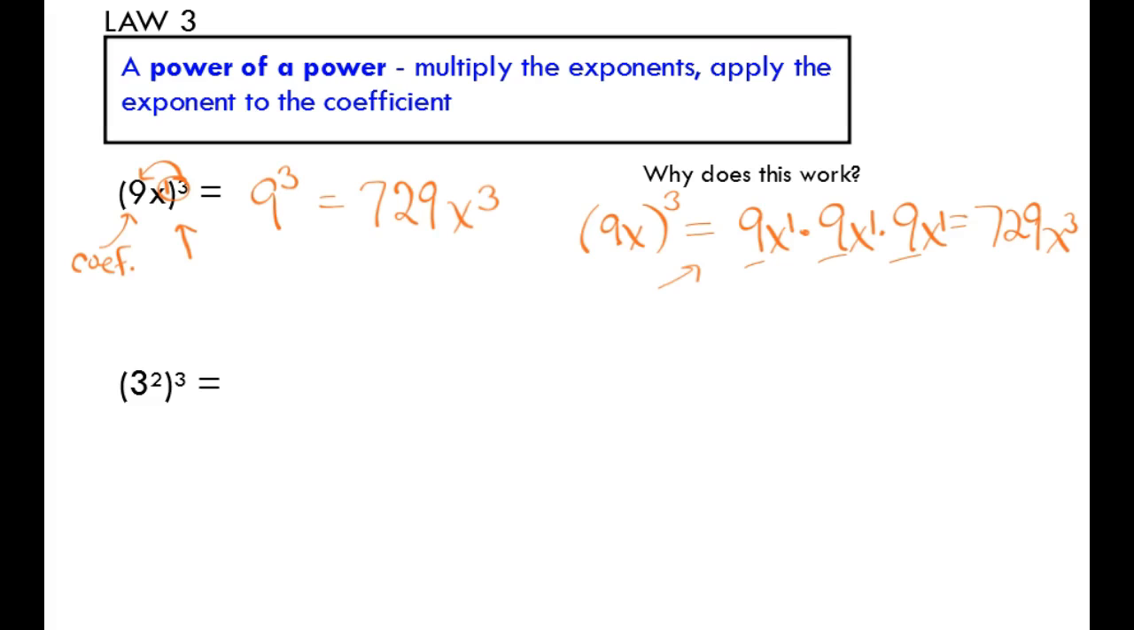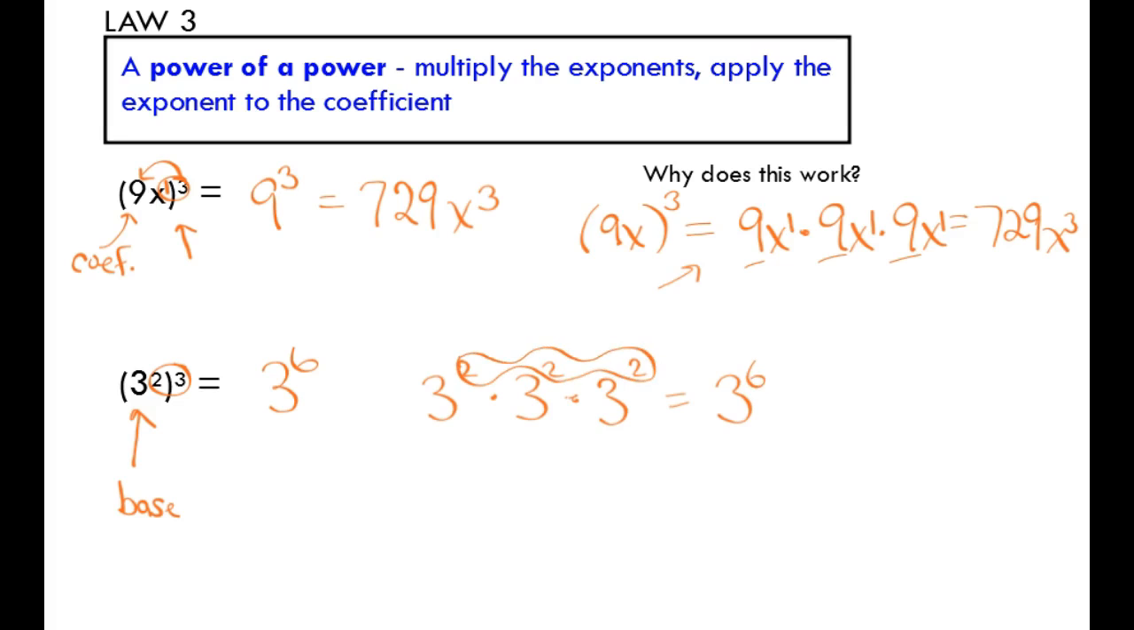Alright, and this one is a little more confusing because 3 is the base. It is not a coefficient. So we will not be doing 3 to the third. We keep the 3 and just multiply the exponents. 3 times 2 is 6. And again, that works because 3 squared times 3 squared times 3 squared, you keep the base and add up all of these. So it's really important to know which is the base, which is a coefficient.